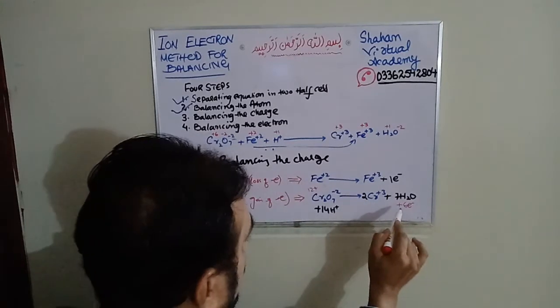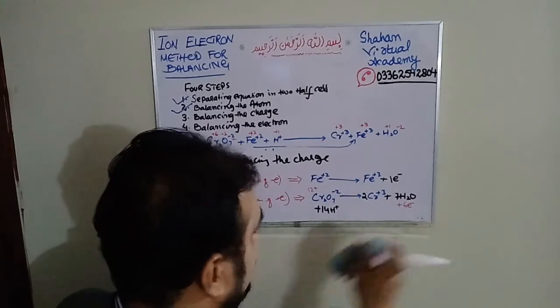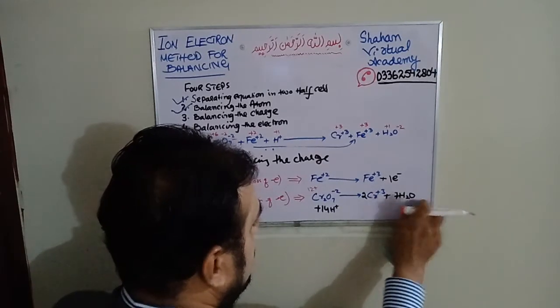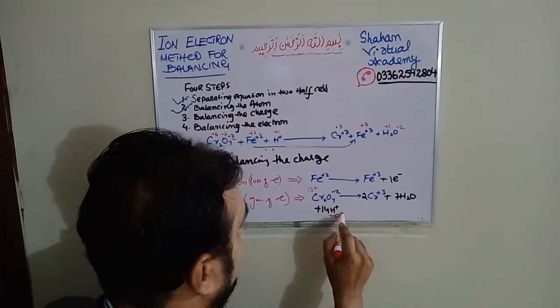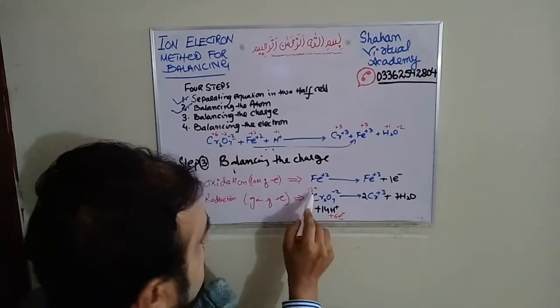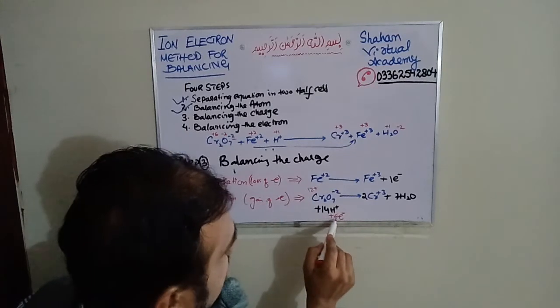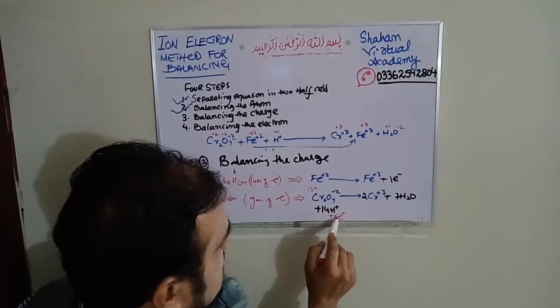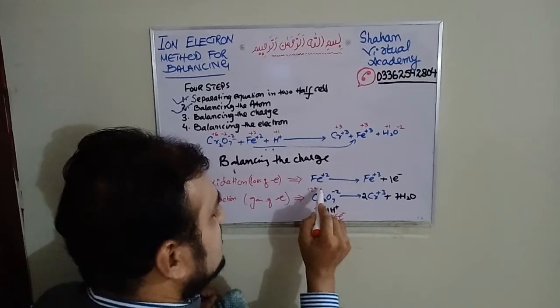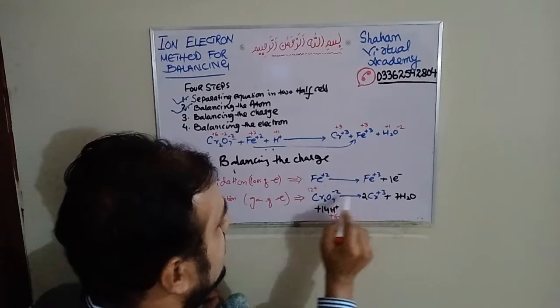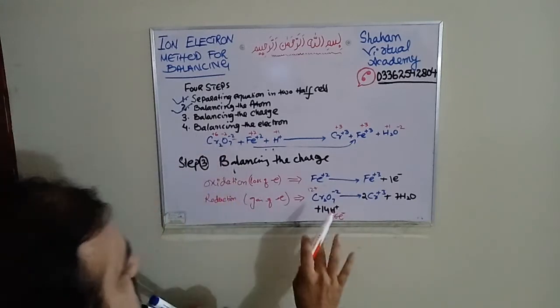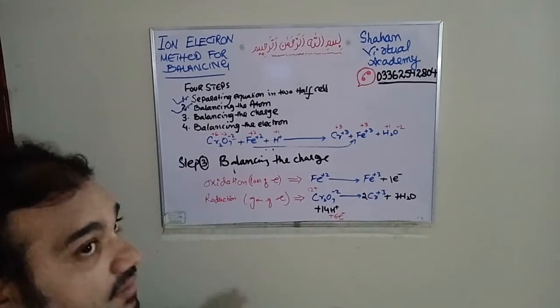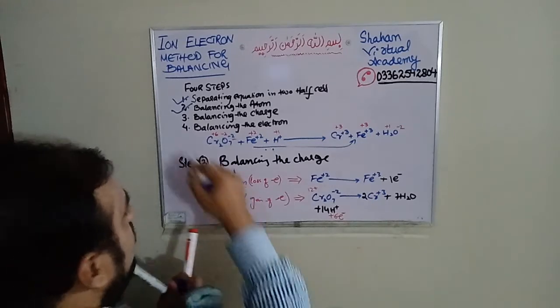So we add 6 electrons, minus, on the left side. Why? When 6 positive gets added with the 6 negative, the answer becomes 6 plus on the right, 6 plus on the left. So it becomes balanced. We have done the 3rd step, and now we move on to the 4th.